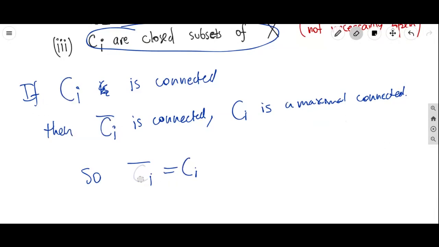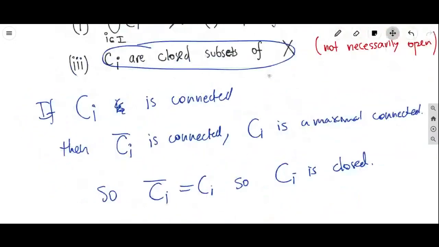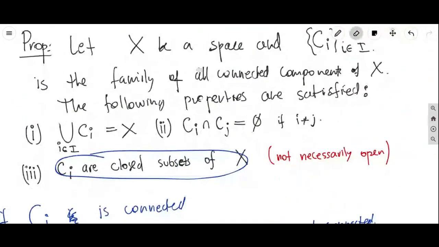So if the closure of a set is equal to itself, it means C_I is already closed. Therefore, the connected components have to be closed subsets of X. So this is the quick justification of the properties of these components. So we'll finish here.